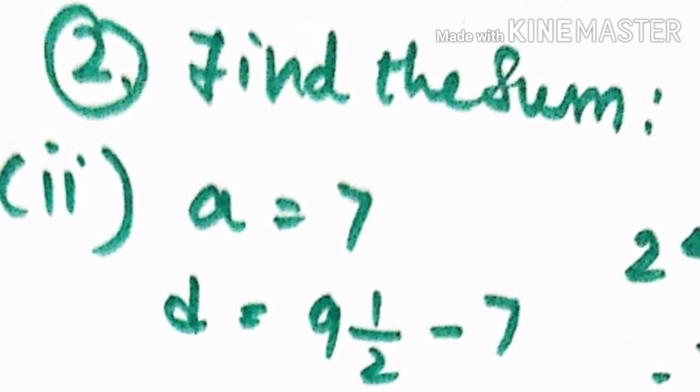I will take A, the first term, 7, then find D, the common difference D, is equal to the second term minus first term, 9 integer 1 by 2 minus 7. Now 9 integer 1 by 2 will be 19 by 2 minus 7. So we solve it by taking LCM. Now 19 by 2 minus 7, by taking LCM we get 19 minus 14 by 2, and solving it we get D value 5 by 2. This is our common difference, and already we have written the first term A, 7.